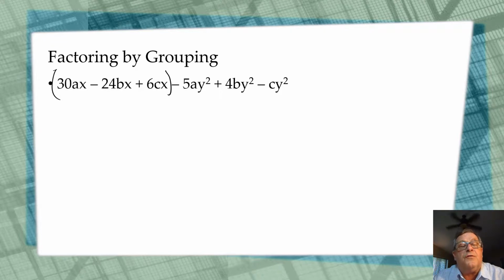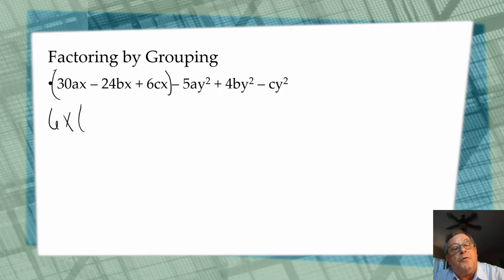And as always, first thing I want to do is to see if I can factor out a common factor. And if I can factor out a common factor from each of the 2 groups and be left with a common factor between the 2 groups, I can then factor that by grouping. So let's see. Well, I think if I factor out a 6x, not cx, 6x, what would that leave me with here on this first group?